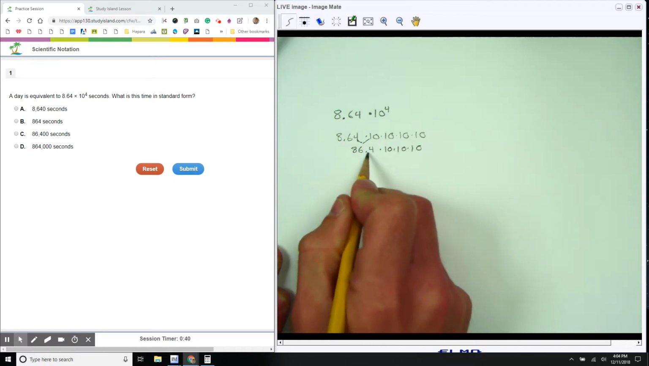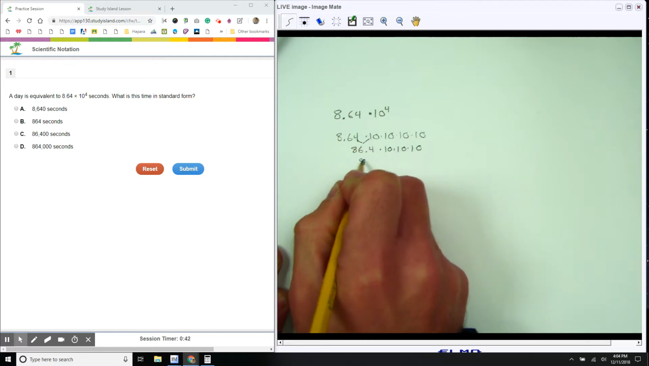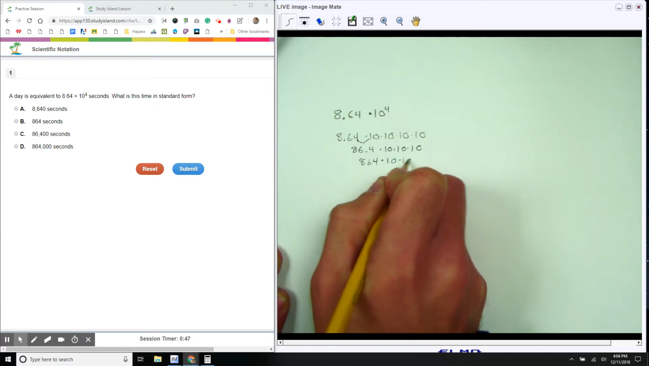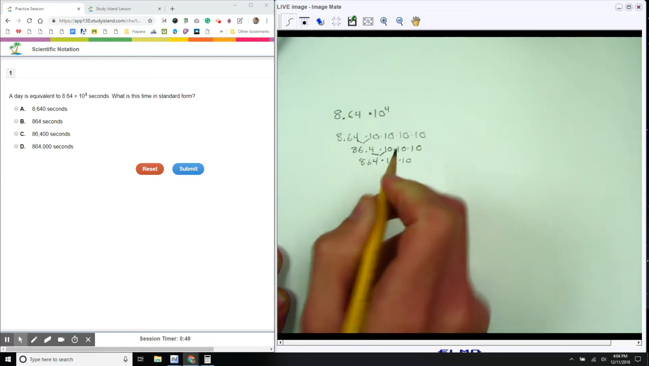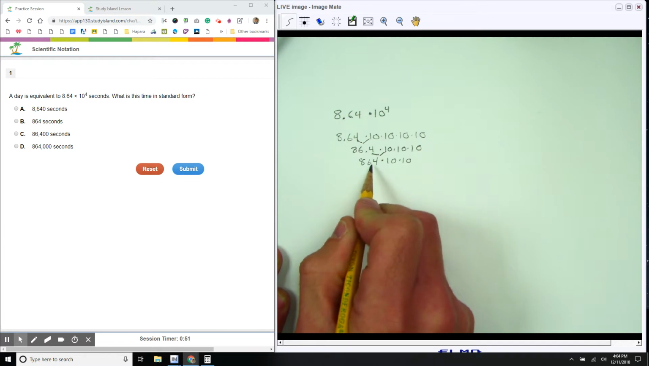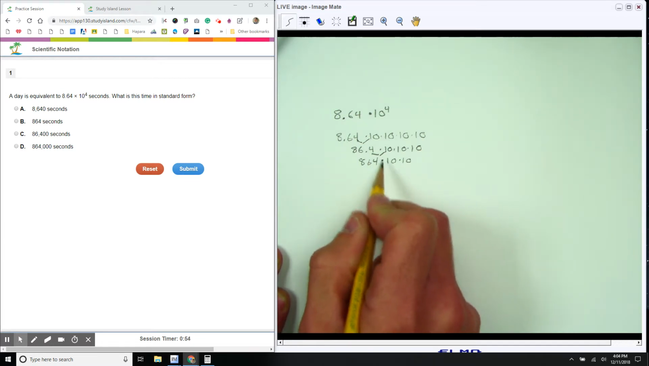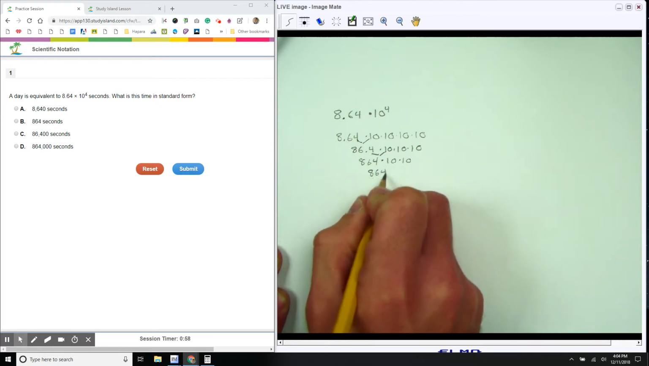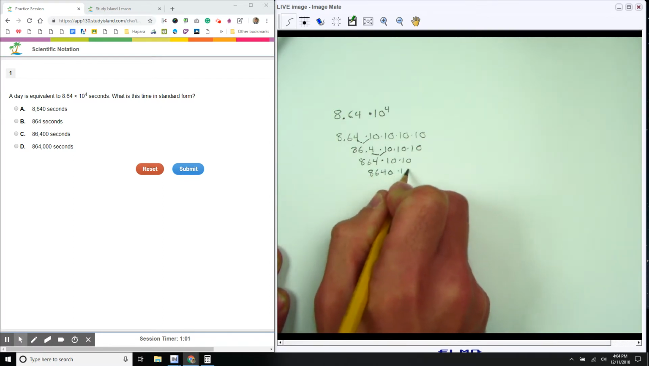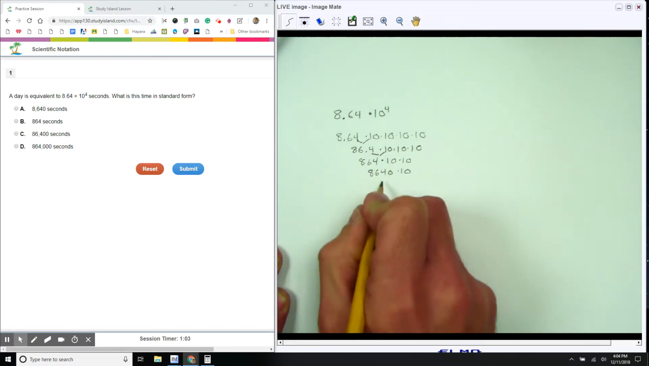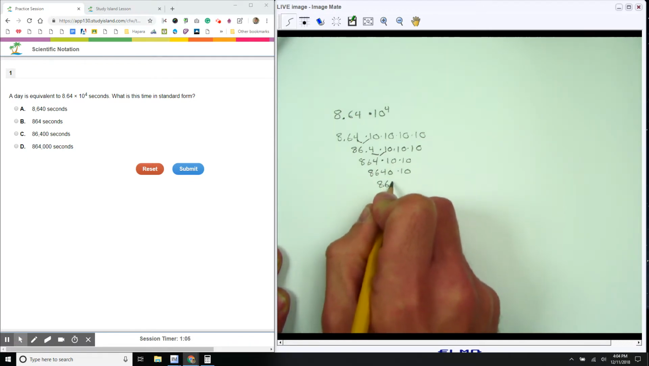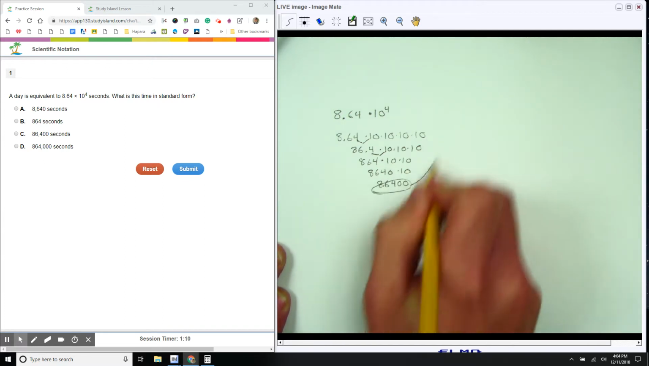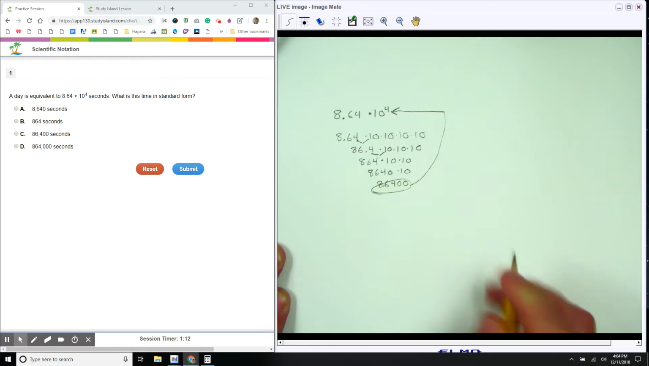86.4 times 10. I move the decimal place over one spot. So it's 864. And then we have times 10 and times 10. We have 2 more 10s left because we just did these two. So we have 864. And then times 10 again. Now we're out of decimal places. We have to start adding zeros. So 864 times 10 is 8,640. So we have that times 10. And 8,640 times 10 is 86,400.